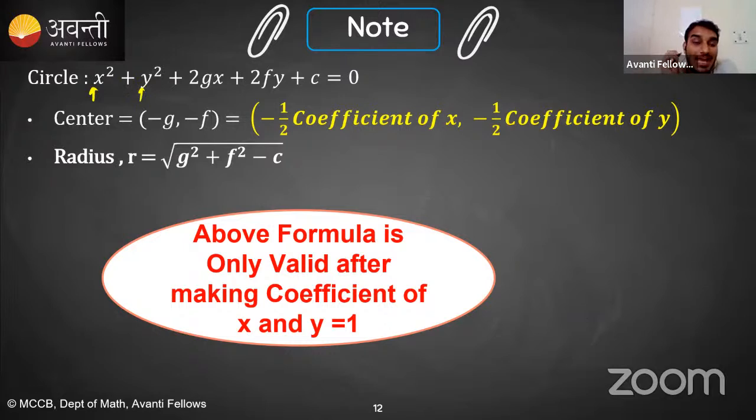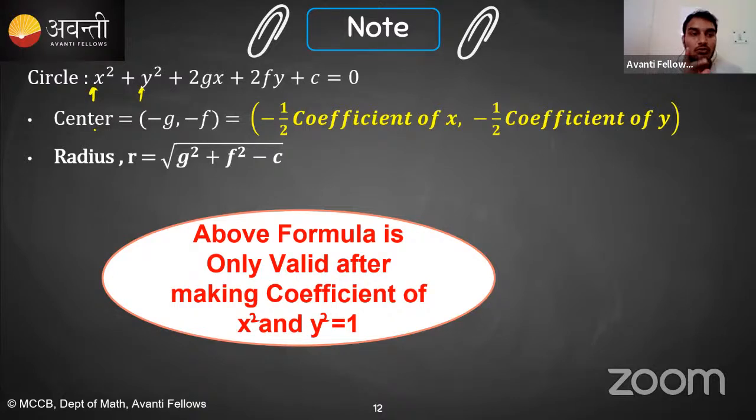Okay. So when you make the coefficient of y square and coefficient of x square 1, then the center can be given as minus g comma minus f, right? Which is minus half times coefficient of x comma minus half times coefficient of y. Radius is under root of g square plus f square minus c. The most important thing you should note is that the above formulas are only valid after making the coefficient of x square and coefficient of y square 1.